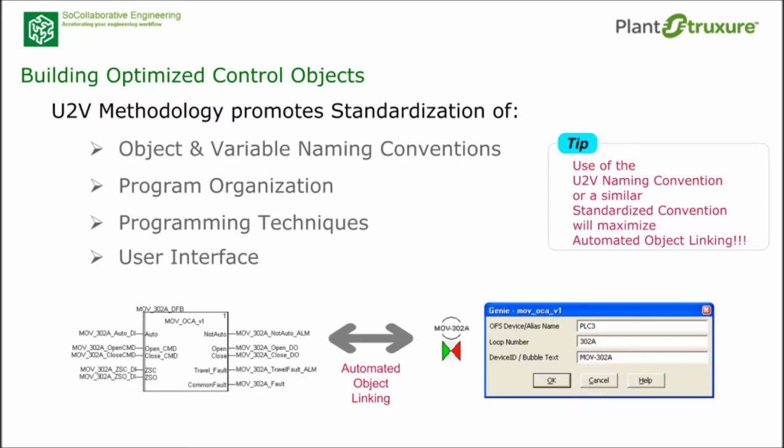Just a couple of final points to make in this first part of the series. The U2V methodology promotes standardization of object and variable naming conventions, program organization, programming techniques, and the user interface. This standardization will bring many benefits to an end user and can be the single deciding factor to choose this type of a solution. But keep in mind that having a standardized naming convention is key to how far the automated object linking can be leveraged, and therefore how much the project execution cycle can be reduced. Because without a standardized naming convention, you will probably have to touch the keyboard often.